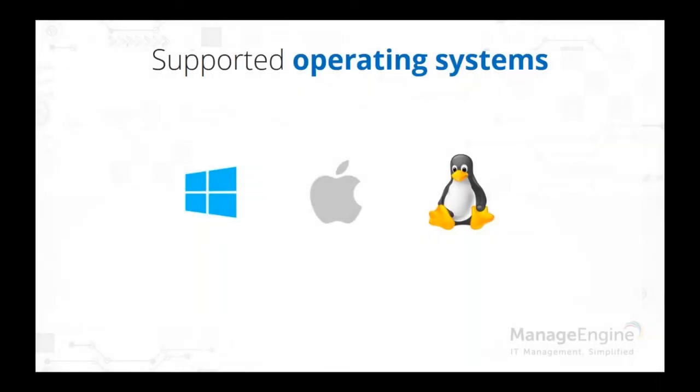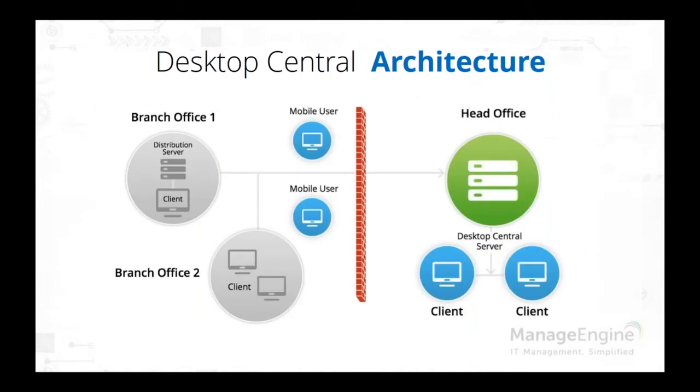Desktop Central supports the following operating systems. As you all know, it's Windows, Mac, and Linux. And a quick brush-up about the architecture: Desktop Central is a client-server model, and this model we are going to have in 2 different locations. Desktop Central is installed on the head office or the data center, from which we manage the offices on LAN, WAN, and for the roaming users.